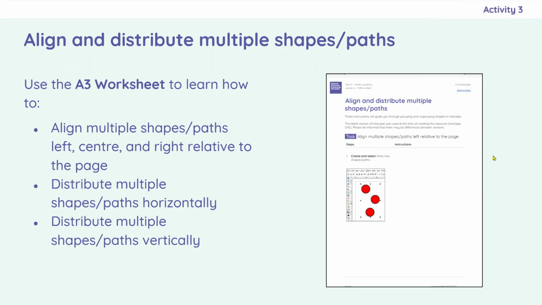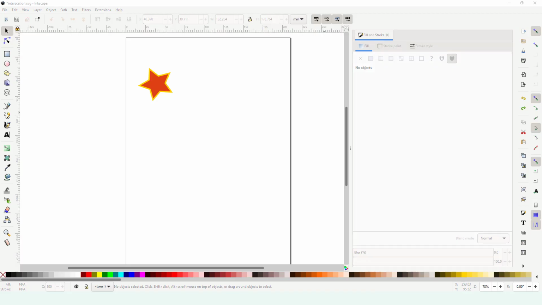So the next thing we're going to look at is if we have multiple objects on the page, how can we distribute them or align them in different ways? So we may want to have all of the shapes be aligned to the left of the page or the left of a particular object, or we might want to distribute these shapes so that they're an equal distance away from each other horizontally or vertically. Let's jump over to Inkscape and show you what I mean.